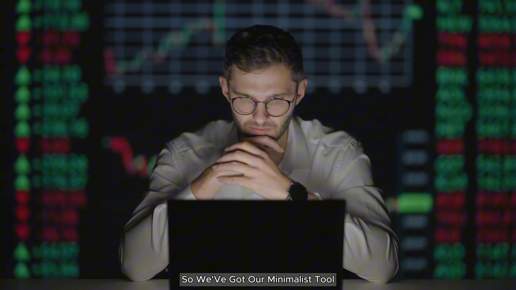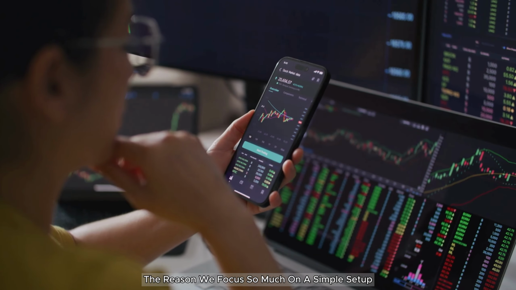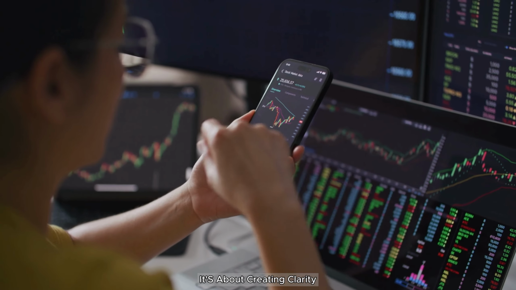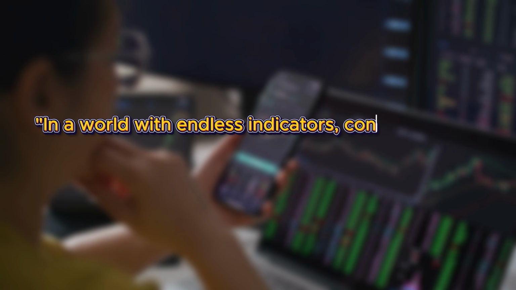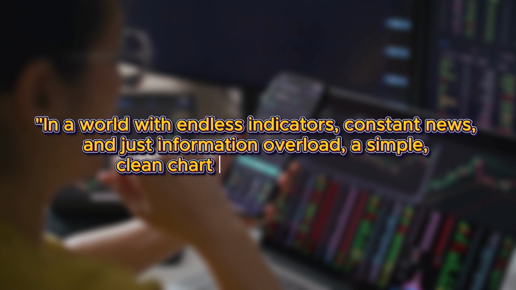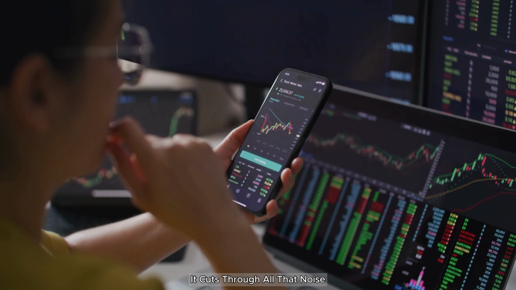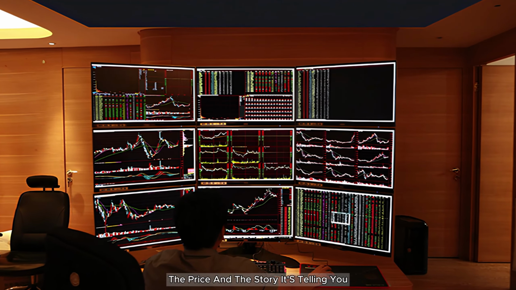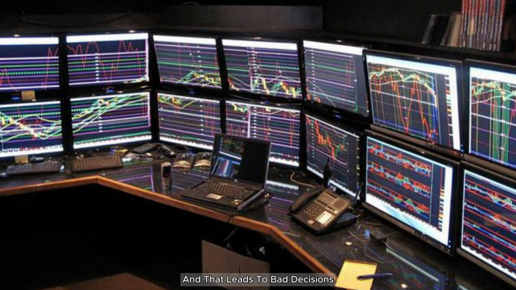Okay, so we've got our minimalist tool, and we're starting to build our core skill. Now let's connect those two things. The reason we focus so much on a simple setup isn't just about saving money. It's all about your trading psychology. It's about creating clarity. This quote says it all, doesn't it? In a world with endless indicators, constant news, and just information overload, a simple, clean chart is your superpower. It cuts through all that noise, and it lets you focus on the only thing that actually matters: the price and the story it's telling you.